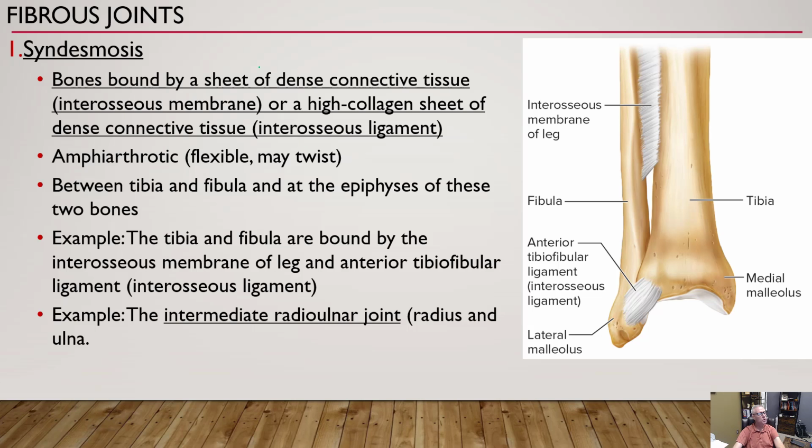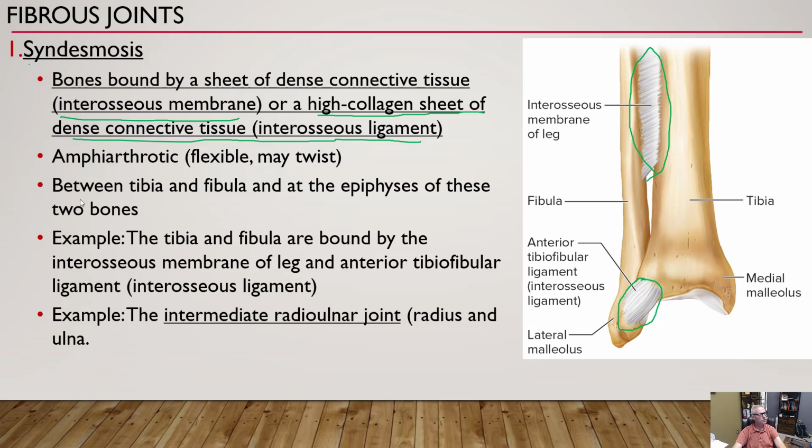So syndesmosis joints, those are bound by a sheet of dense connective tissue. We also call that an interosseous membrane. So between osseous bones. So a membrane between bones, or a high collagen sheet of dense connective tissue, such as interosseous ligaments. So ligaments that are between bones. And you can see the picture here. There's a ligament there that's connecting the bone. There's a membrane here that's connecting that tibia and the fibula.